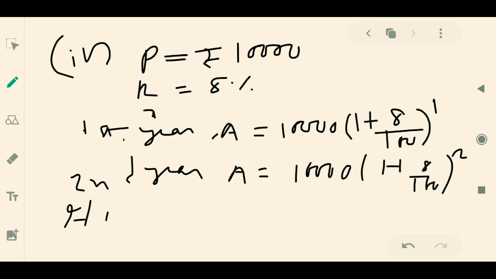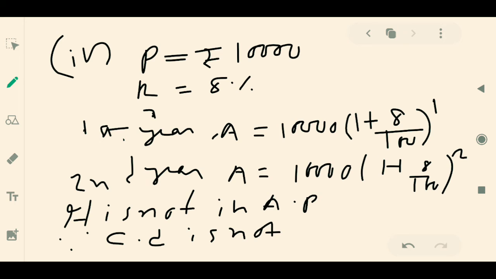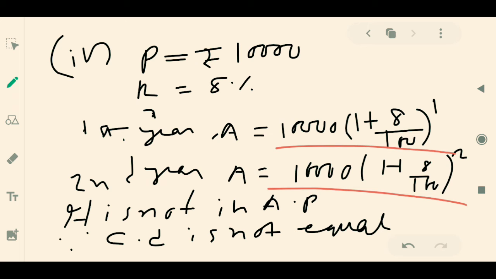So we can write, no need to show all this, it is not in AP since CD is not equal. How do you know that CD is not equal? Because if you simplify these numbers and subtract, you will not get the same difference. For the third year, this 2 will become 3. That is, the power is increasing, which means it is increasing by multiplication, not by addition. So subtraction will not work here. When you subtract, you will not get the same common difference, so it is not in AP.